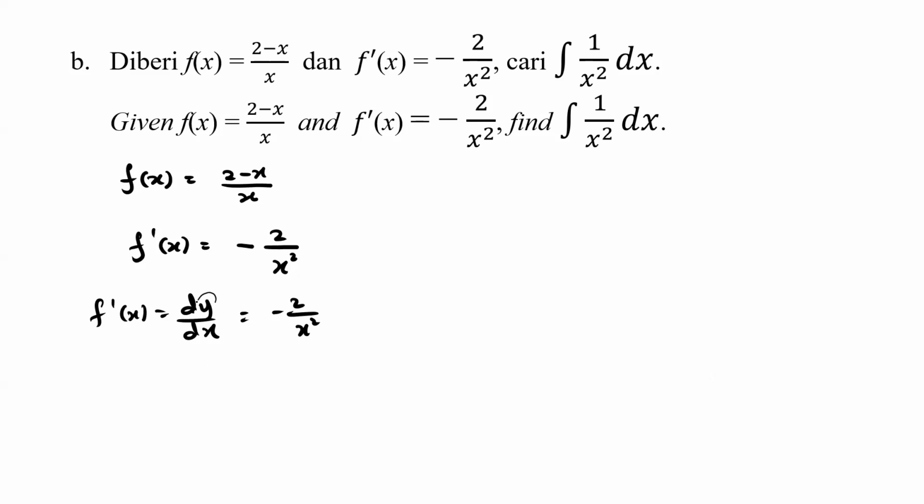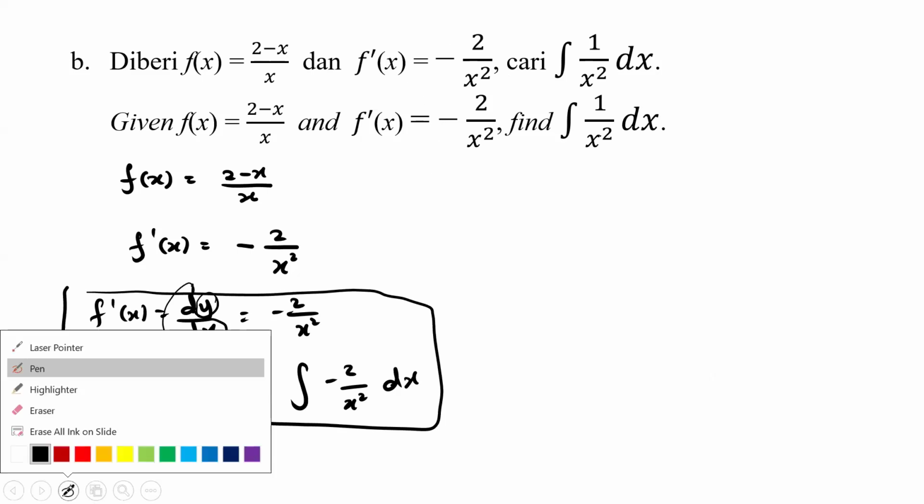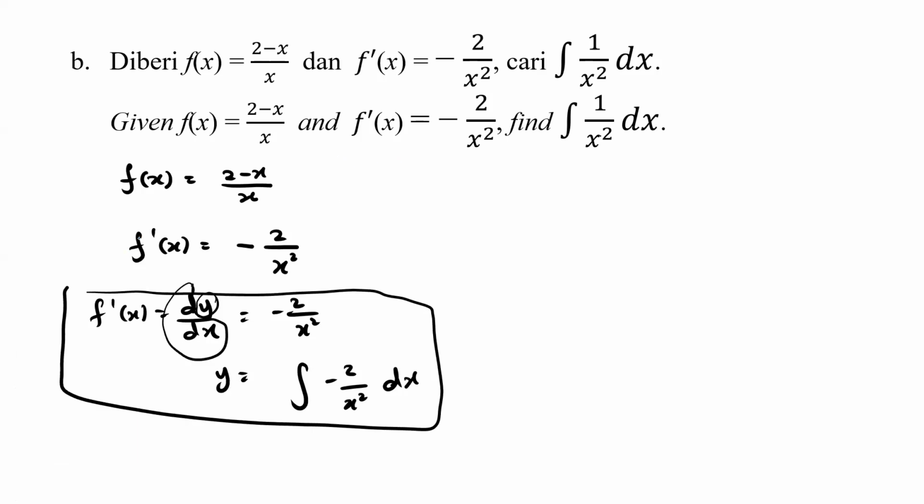So I want to find y. I shall bring this over. So my y equals the integral of negative 2 over x squared dx. Okay? Or you need to remember this. If you don't want to write like this, can, no issue. The thing is, I want to find the integration, so I must write the information in terms of integration. So if I get rid of the prime here to the other side, I will get back the f(x).